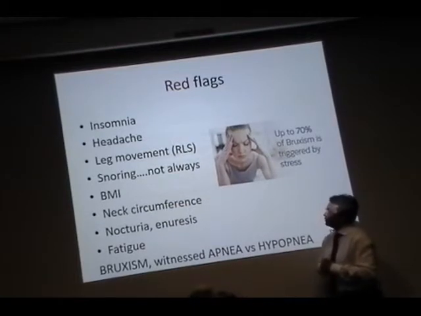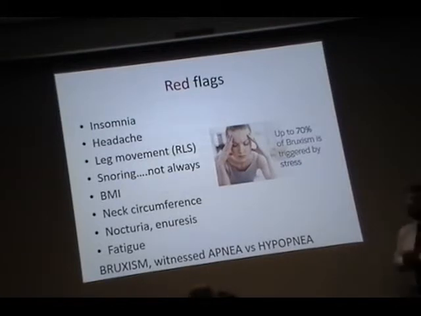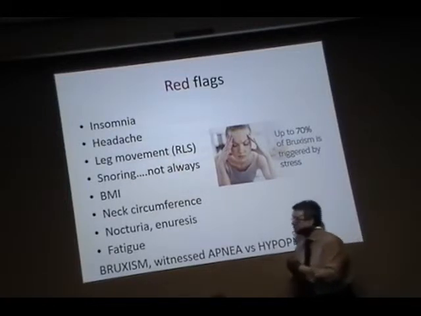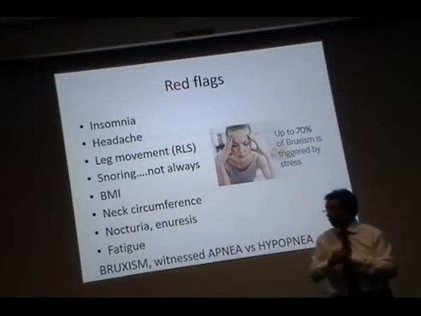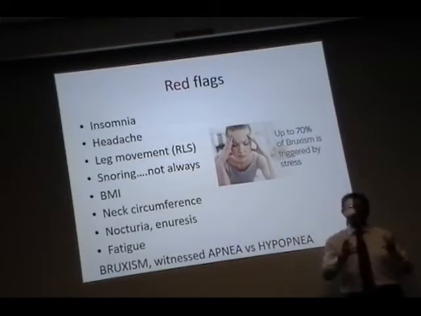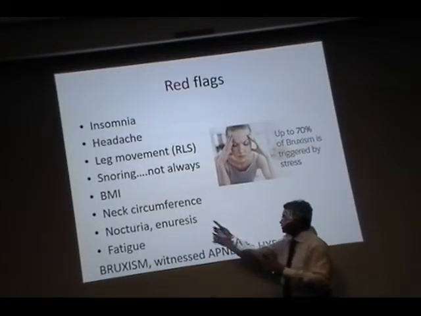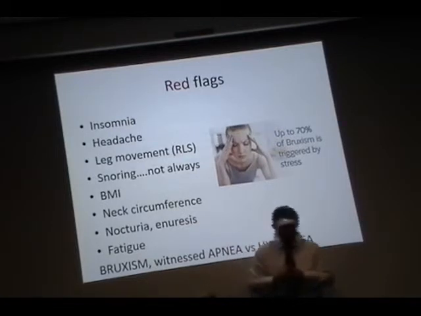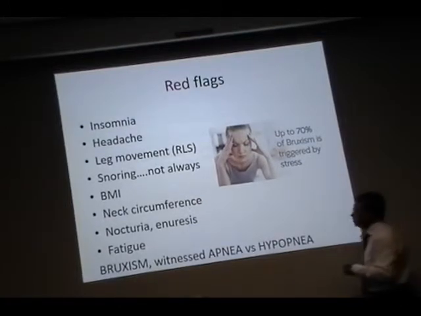I already spoke about the leg stuff. You may or may not snore, but certainly if you snore, that's more of a red flag. BMI goes hand in hand with peripheral resistance. So if you have more lipid content in your BMI, you'll probably have more collapsibility of the airway. We know that people with a 30, 35, 40 BMI, remember obesity is greater than 30, are at greater risk. That goes together with neck circumference. So we know females with a neck of 16 inches and males with a neck of 17 inches or greater are at higher risk.